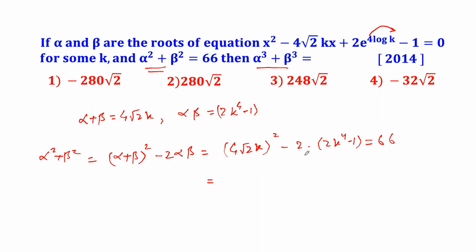16 into 2 is 4. Then after cancelling out this 4, we are getting k to the power 4 minus 8k square plus 16 is equal to 0, right? This is giving you the complete square form. k square minus 4 the whole square is equal to 0, and we are getting the value of k as plus or minus 2. Now we have to apply this k for alpha cube plus beta cube.